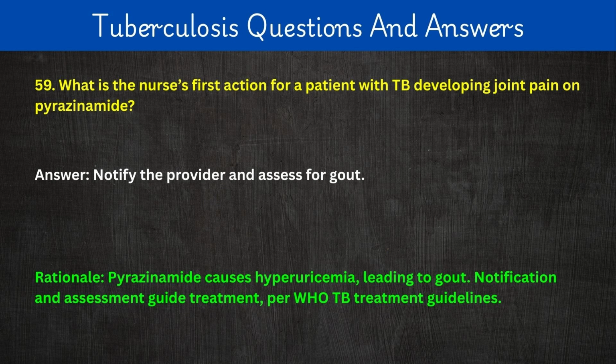59. What is the nurse's first action for a patient with TB developing joint pain on pyrazinamide? Answer: notify the provider and assess for gout. Rationale: pyrazinamide causes hyperuricemia, leading to gout. Notification and assessment guide treatment, per WHO TB treatment guidelines.